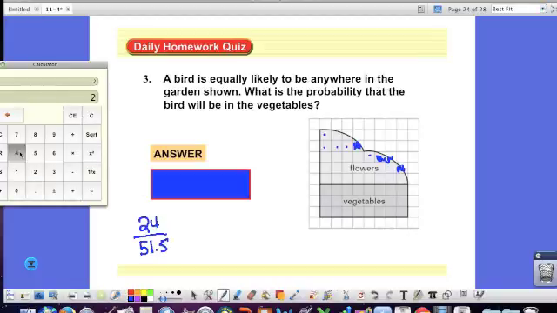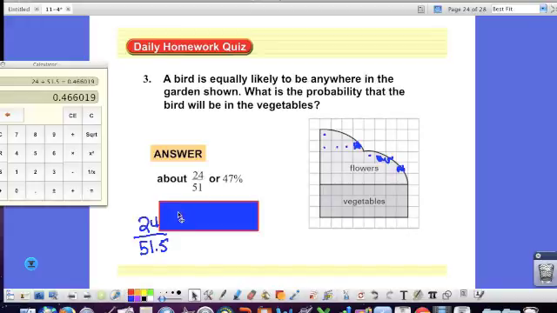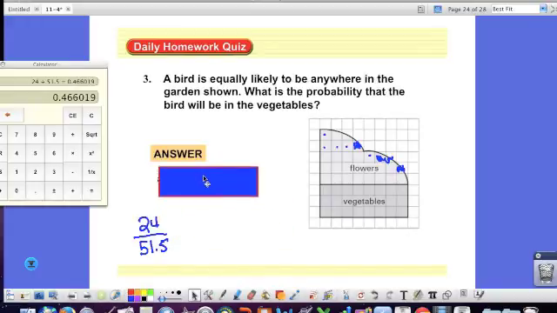So 24 divided by 51.5. So about a 46.6% chance, which rounded to 47. They counted as 51, not 51.5.